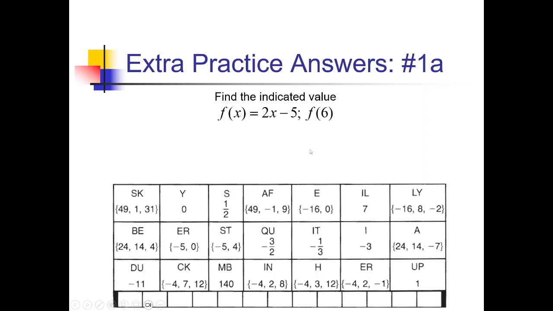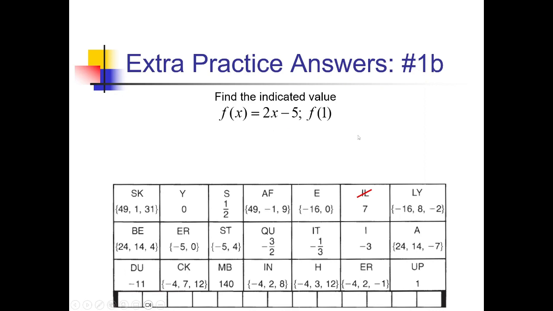For this first problem, we're given the function f of x equals 2x minus 5. For part A, we're doing f of 6. So we have to replace this x here with a 6. I can rewrite this as 2 times 6 minus 5. 2 times 6 is 12, minus 5 is 7, so I was actually correct. I was just guessing. But yeah, 7's our answer, so we cross off this IL and move on to the next problem.